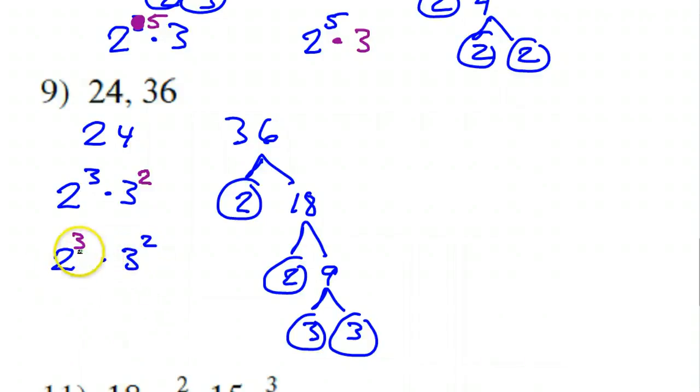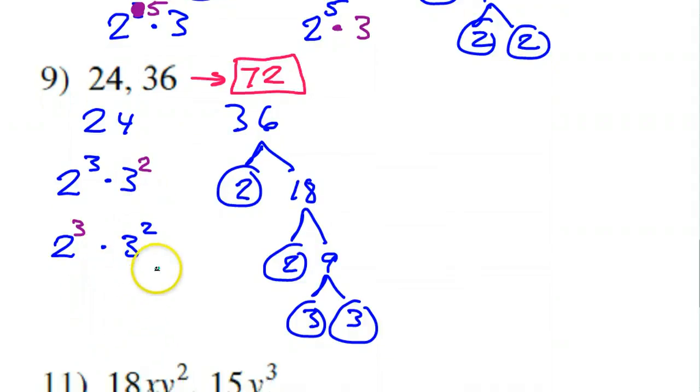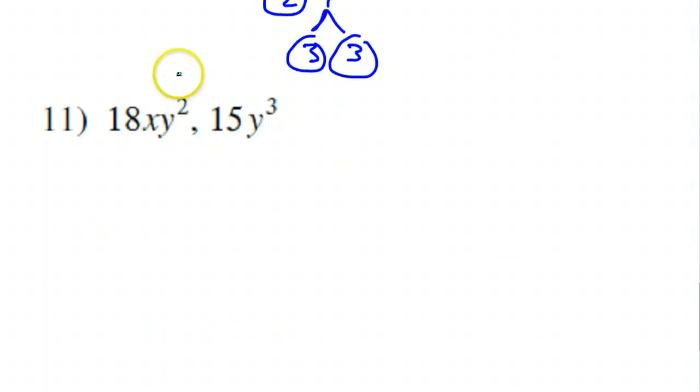So 2 to the third power is 8. 3 squared is 9. So 8 times 9 is 72. So that's why the least common multiple will be 72. Okay, 72 is the least common multiple. How about number 11? Okay, prime factorization. So 18 and 15.